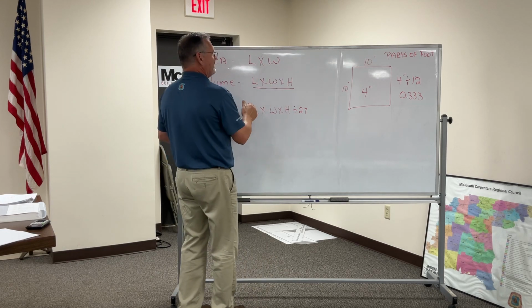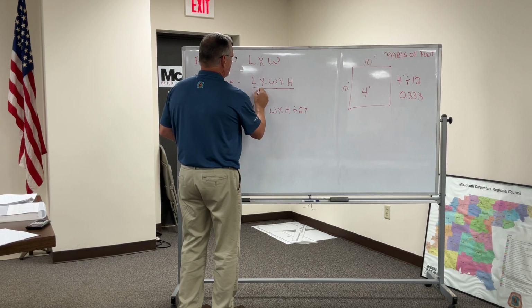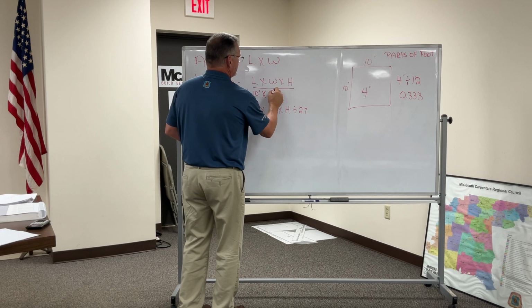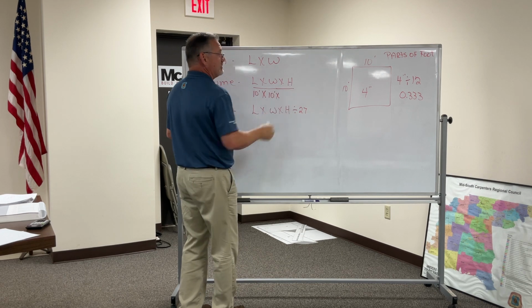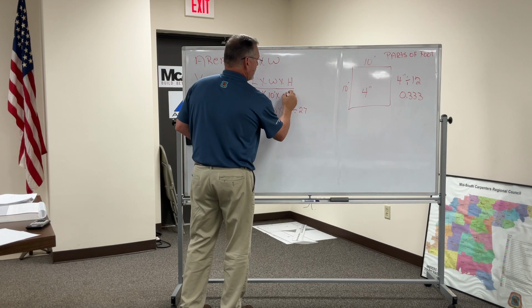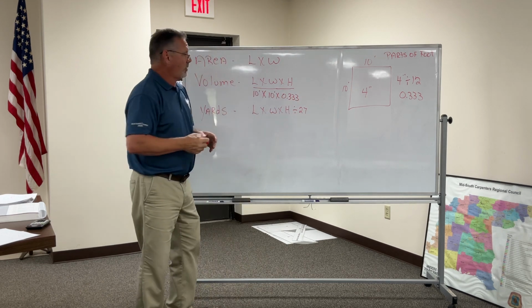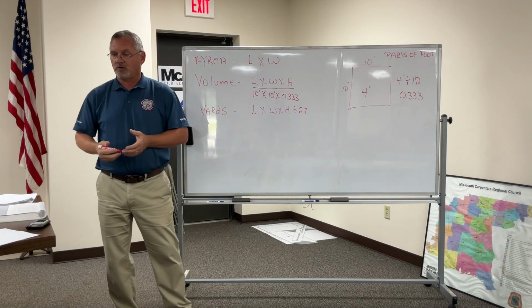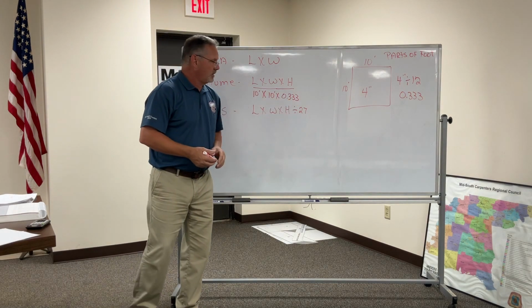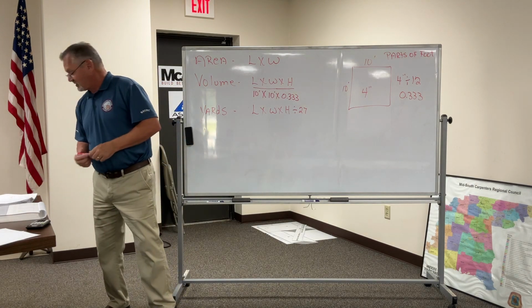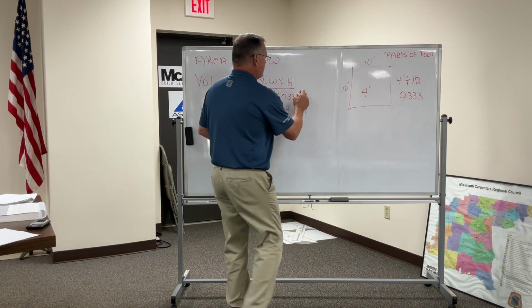So now we have a length of 10 feet times a width of 10 feet times 0.333. Now, the math is there, and you're going to come up with the answer of 33.333.